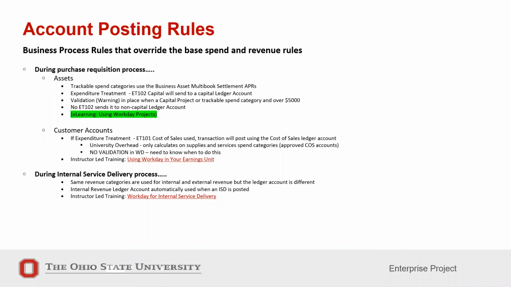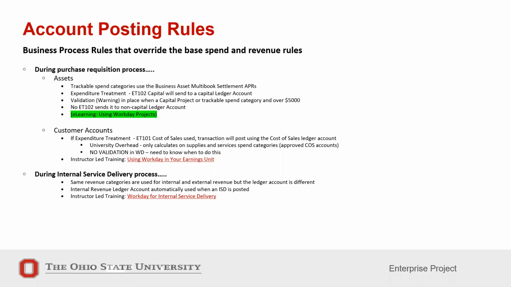If a trackable spend category is selected and the amount is over $5,000, you will get a custom validation warning to let you know that ET 102 should be selected and put on the transaction. This warning will not show for anything under $5,000. And if ET 102 is not selected on a requisition that uses a trackable spend category, it is going to drive it to a non-capital ledger account.